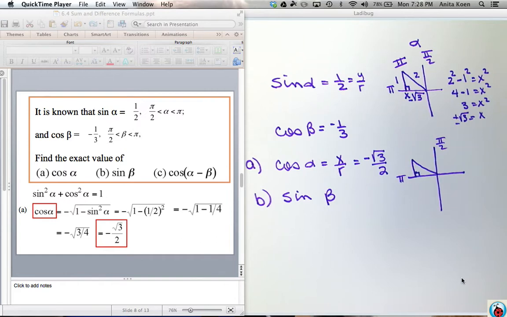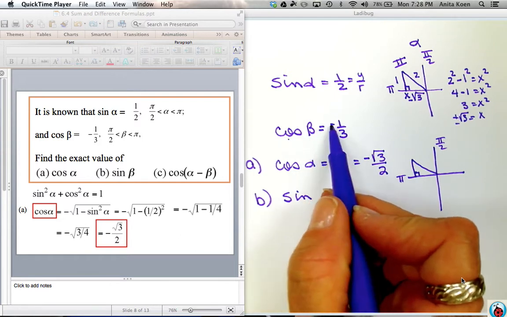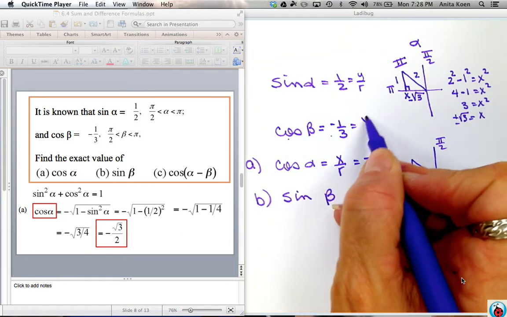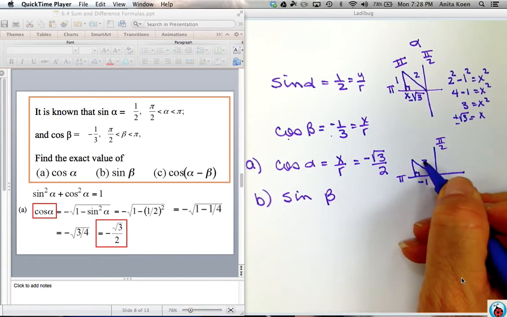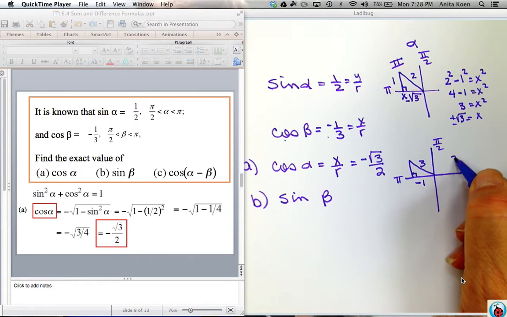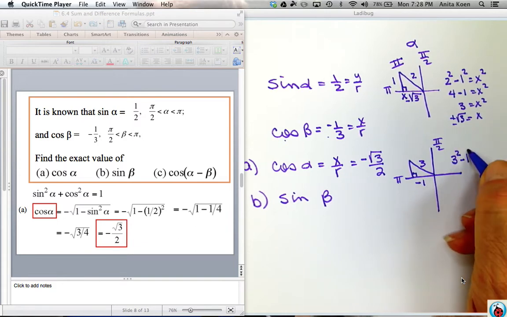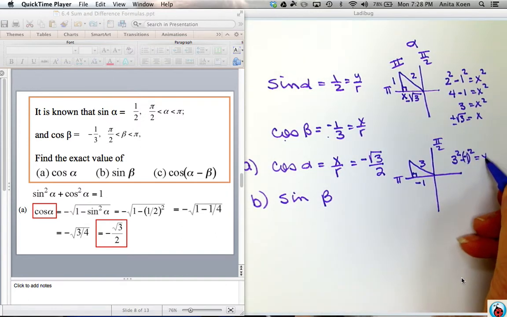All right, so now let's look at what we know about beta. Well, we know that the cosine of beta is -1/3, and that's x over r. So this is -1/3. So now we can come over here and find out what y is. Pythagorean theorem. Oh, that's not right. That should be minus -1 squared. Sorry. And that's going to equal y squared.